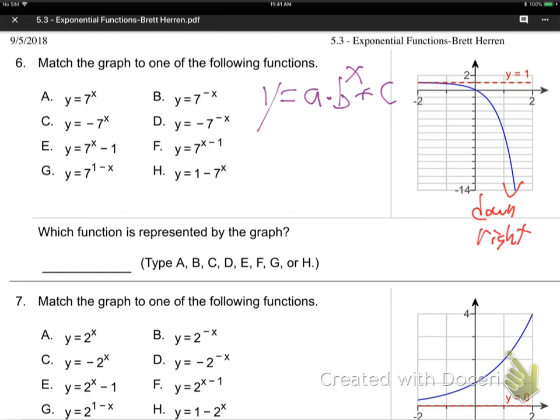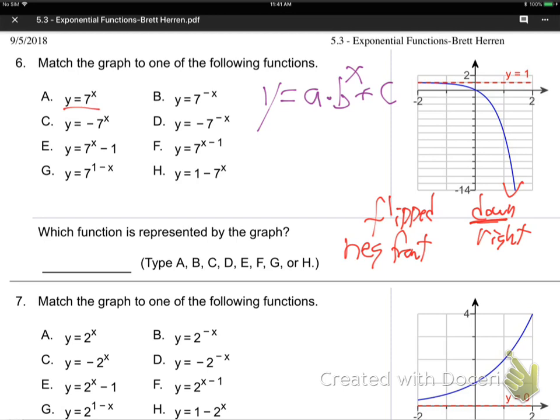So how's it been flipped? It's been flipped down, not sideways though. It's not going left, is it? It's right and down. So it's been flipped down. And what's going to do that? A negative in the front, not a negative on x. So we're looking for a negative in the front and not on x because it's going down and right. So let's go through it.